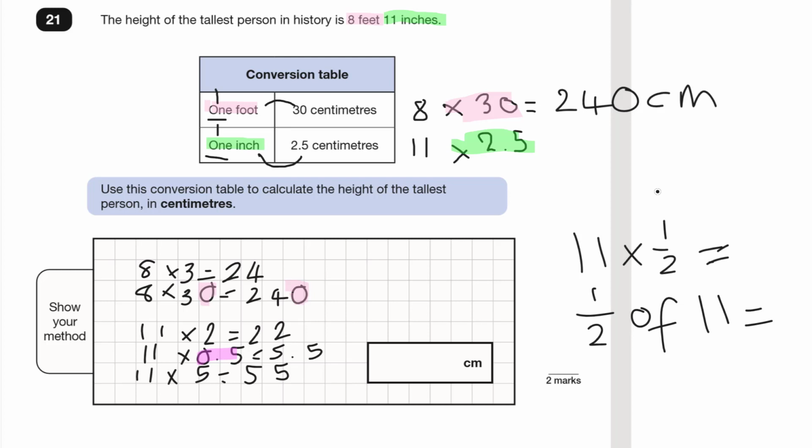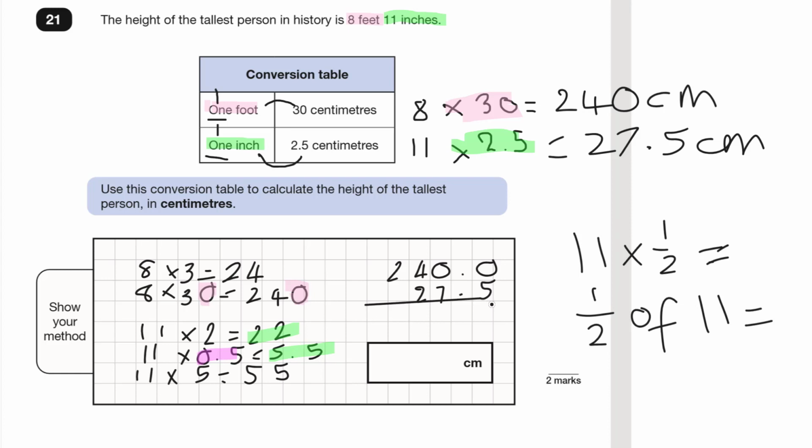So we've got 22 and we've got 5.5. You need to add these two numbers together, and that gives us 27.5 centimetres. So our 8 feet is 240 centimetres and our 11 inches is 27.5 centimetres. Your final thing is to add these up. So we've got 240 and 27.5. Make sure you line these up. The 240 has no decimals, but I would give it a 0.0, so that when you're adding you don't make any mistakes.